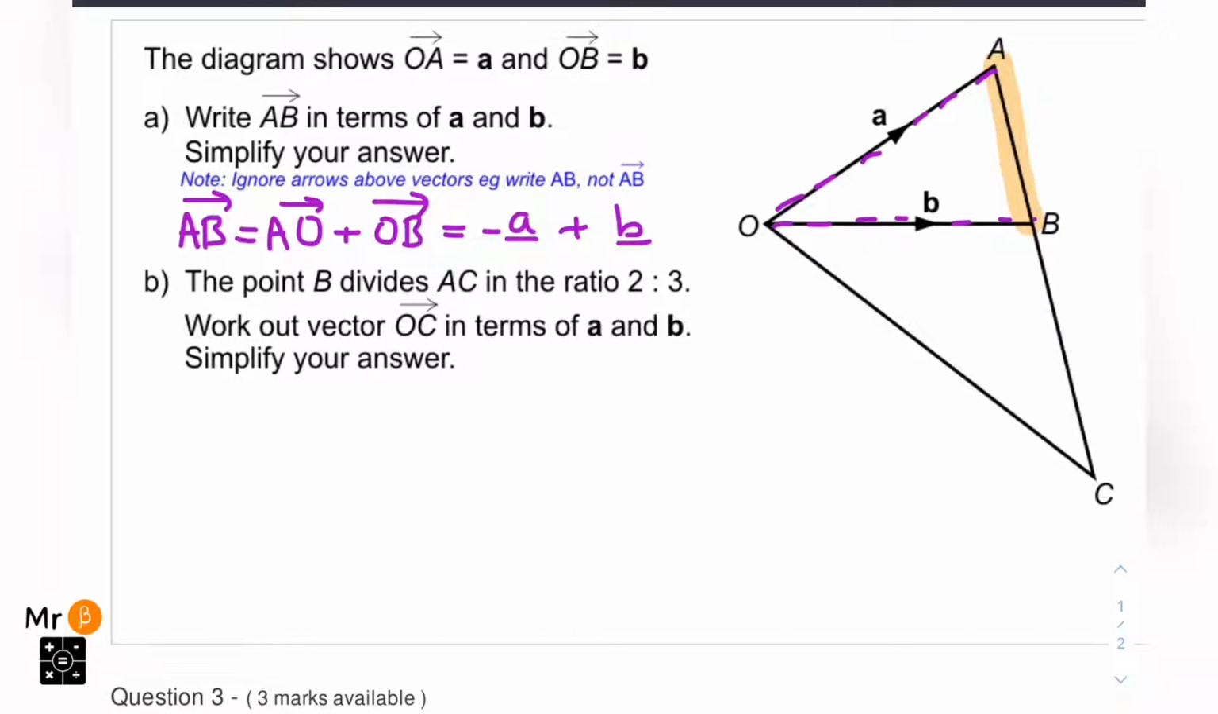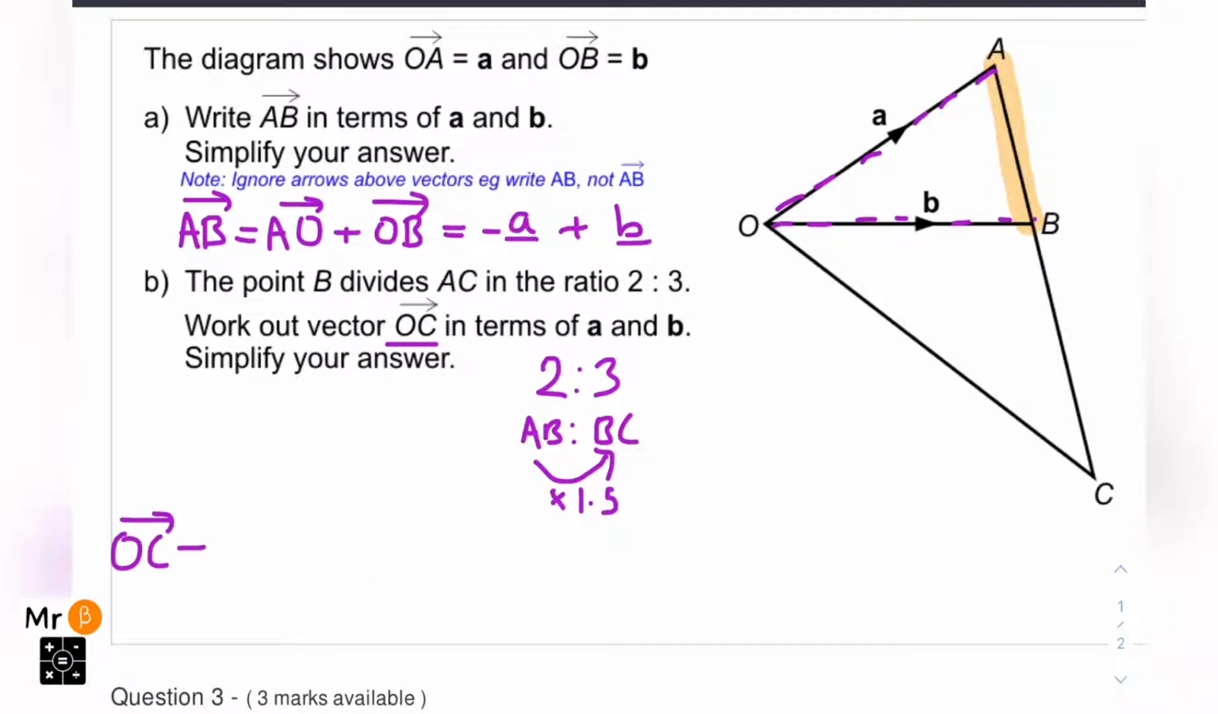Part B, it tells you that the point B divides AC in this ratio 2 to 3. So we are looking at this ratio 2 to 3, where AB is our first part and BC our second part. So you can clearly see, using this ratio, to go from the numbers 2 to 3, we have timesed by 1.5. 2 times 1.5 gets you to 3. So now we can use that to help us work out our vector OC.